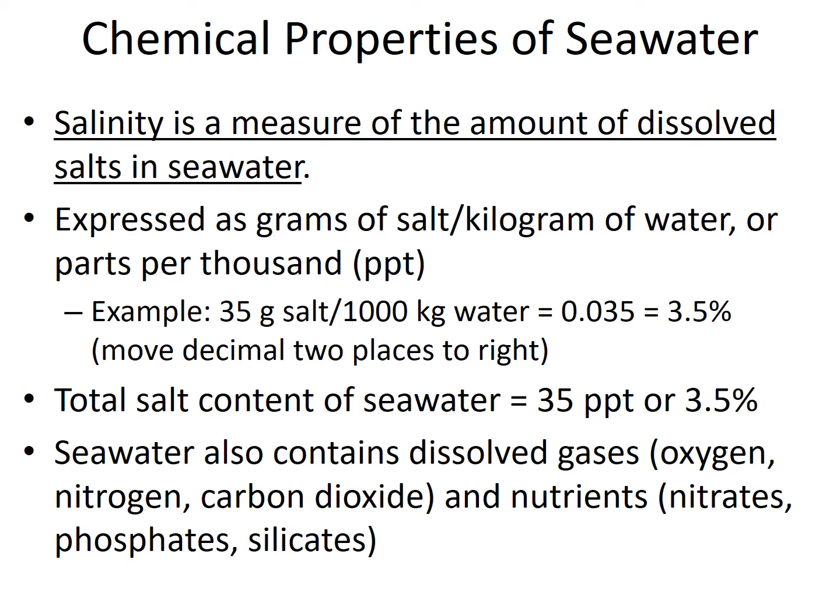So, for example, if we have 35 grams of salt dissolved in 1,000 grams of water, that's a 3.5% salt solution. Seawater on the whole is about 35 parts per thousand, or 3.5%. Seawater also contains dissolved oxygen. A lot of you complain that the water coming out of my tap is cloudy. That's the dissolved oxygen in it, or dissolved nitrogen and carbon dioxide. You need that, and it happens naturally with waves and everything. Also, nutrients, including nitrates, phosphates, and silicates, are key, and that comes from fish poop, fish vomit, dead animals, all sorts of things that give those nutrients to the water.